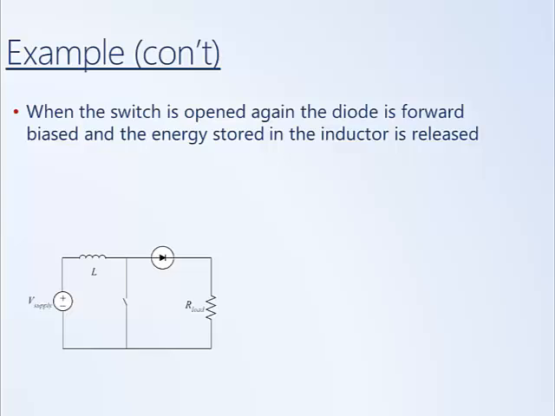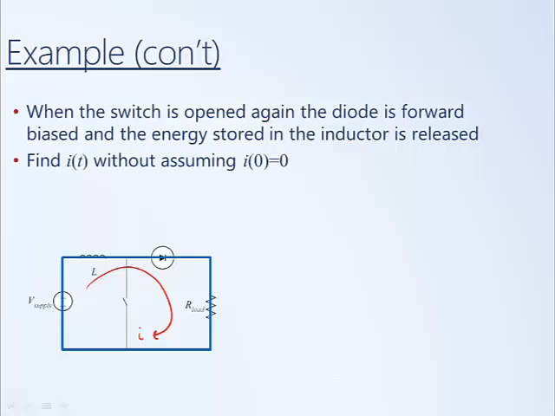Next, we want to look at what happens when the switch is then opened again. So when the switch is opened, the diode is forward biased, and the current flows outside the loop because it can't flow through this middle branch any longer because the switch is open.